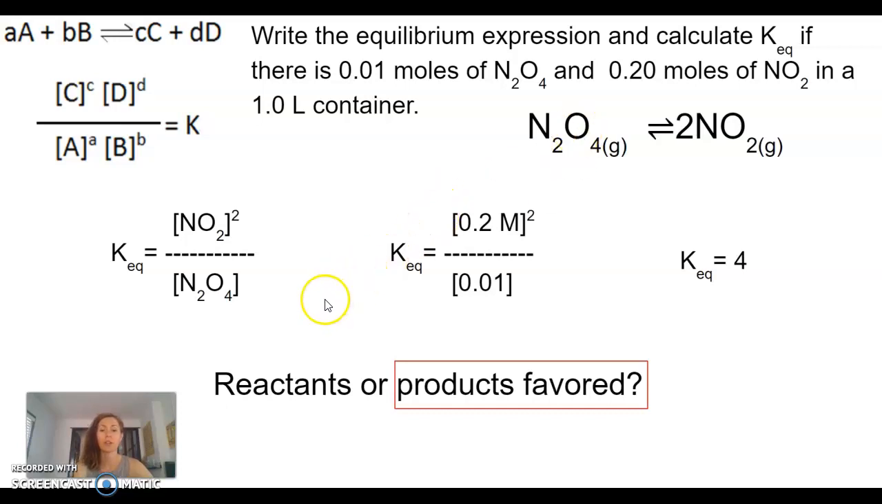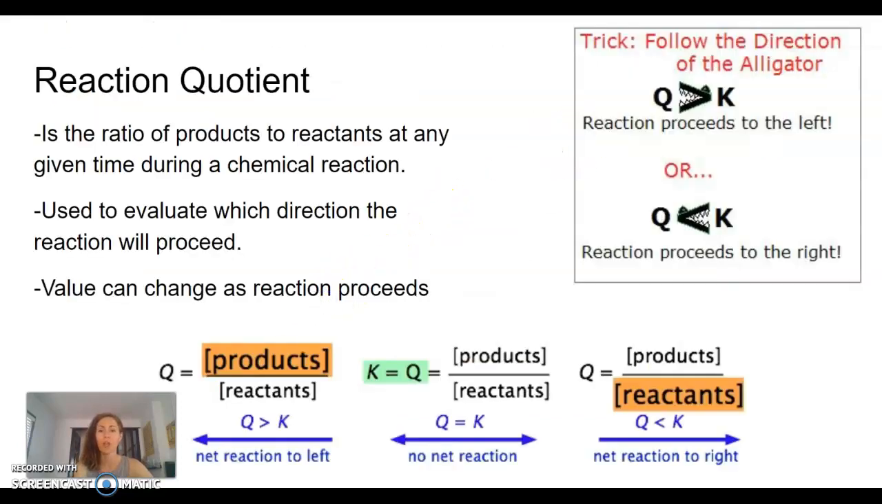There's another value we can calculate and use to see where we are in a chemical equation, and that is the reaction quotient. It is the ratio of products to reactants at any given time during a chemical reaction. So the difference between the quotient and the constant is that the constant value, the K, is at equilibrium. The reaction quotient is what we calculate if we don't know if we're at equilibrium.